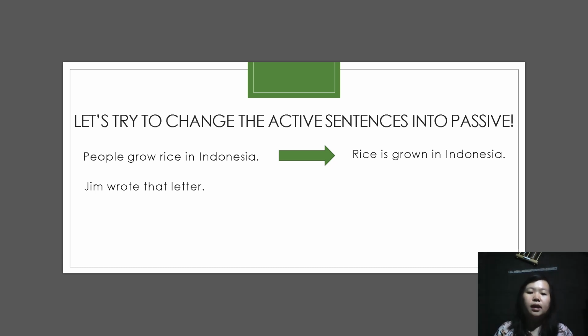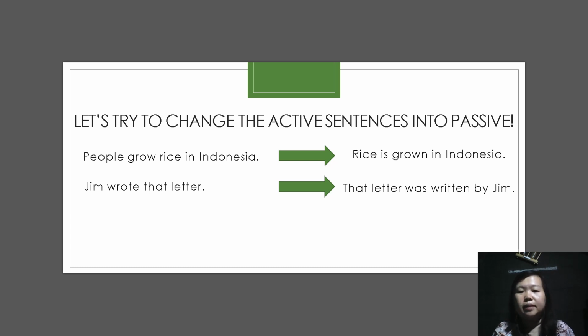And then the second one, Jim wrote that letter. So it becomes that letter was written by Jim. We use the to be was because we have the verb 2 here. So it is simple past tense. While for the first sentence, the active sentence uses verb 1. So it is simple present. Therefore, the passive is changed into is grown because it is simple present.